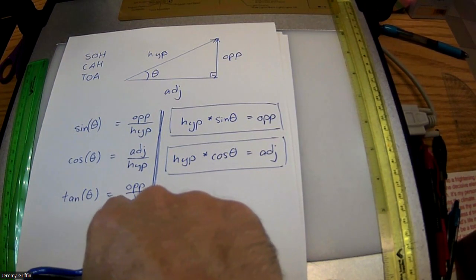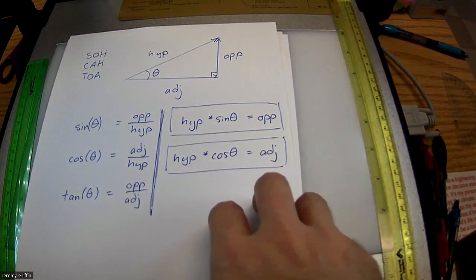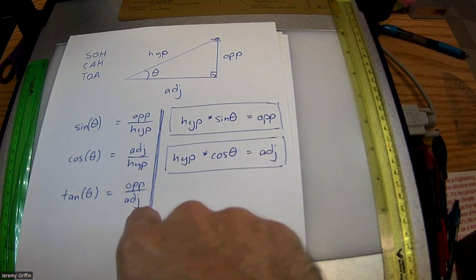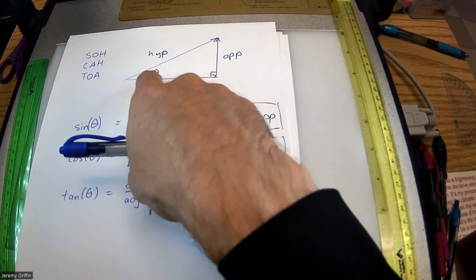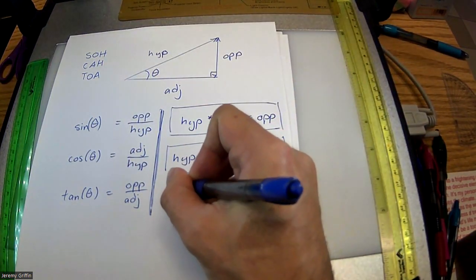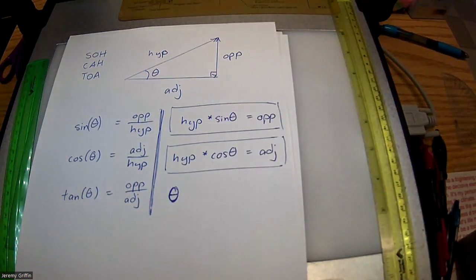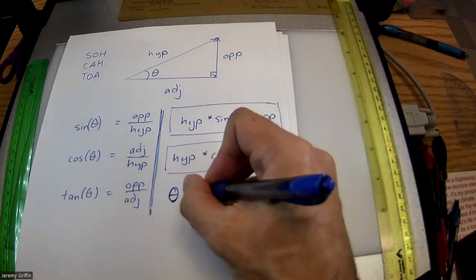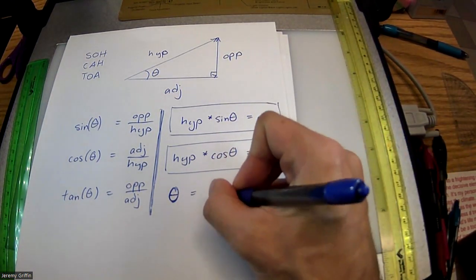Now you could cross multiply adjacent and get adjacent times tangent theta is equal to opposite, and that's totally true. But I want to do a little bit different perspective, which is, remember that question of how do you know what the angle theta is? What if you start off knowing a bunch of side information and you want to figure out what theta is? You have to apply not a trig, but an inverse trig. So I'm going to do inverse tan.